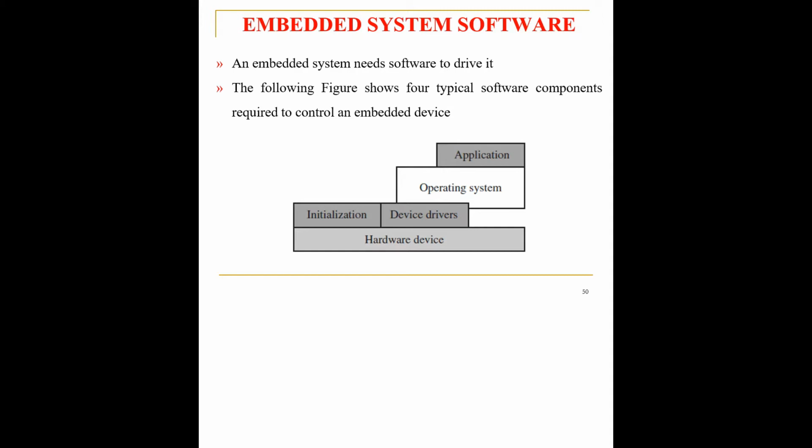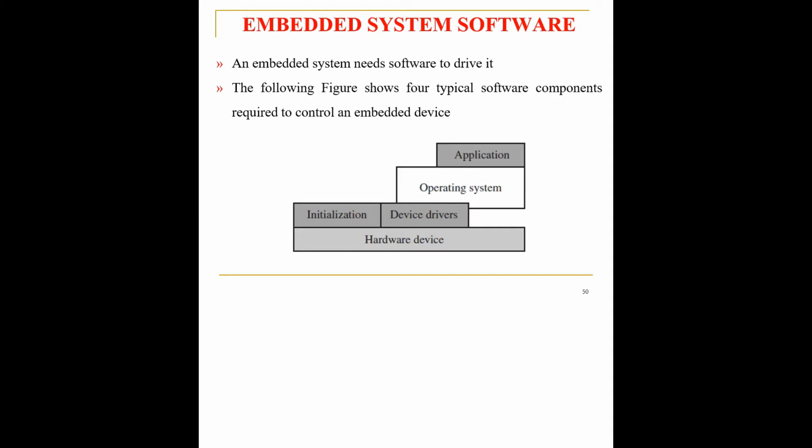We are very well aware that for a system to function efficiently, there should be a combination of hardware and software. The software part is to be studied in this particular video session. So basically, why do we need a software? An embedded system needs a software in order to drive it. You will be having a lot of hardware components, and for those hardware components to function very efficiently, you need a software to be driving it.